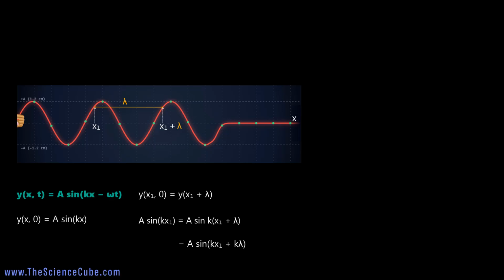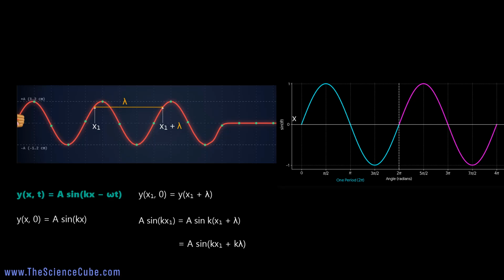Now, recall your trigonometry. A sine function begins to repeat itself when its angle or argument is increased by 2 pi radians, and therefore in this equation, the term k lambda must be equal to 2 pi. Which gives us a crucial relationship. k lambda equals 2 pi, or, solving for k, k equals 2 pi over lambda. And we call k the angular wave number of the wave.